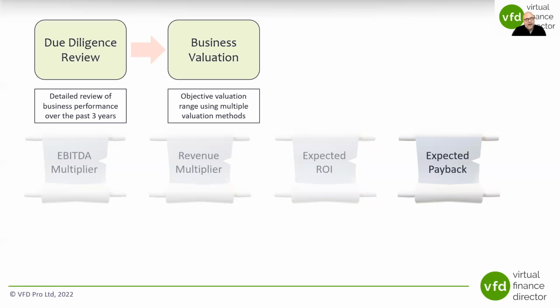We look at expected payback as well. This is a really simple but a really good one. If I'm a serial entrepreneur, a serial business buyer, I'm going to want to flip businesses quite quickly. It might well be that I've got limited funds to invest, so I'm going to want a repayment on my investment quite quickly, so I can go on to the next one.